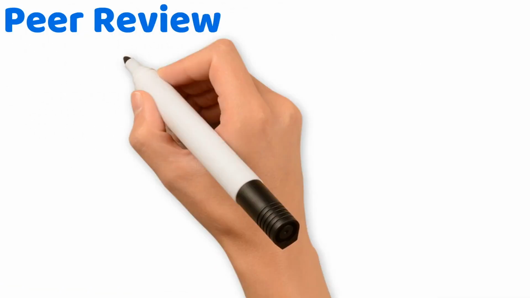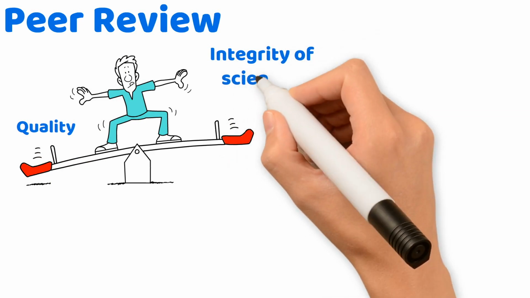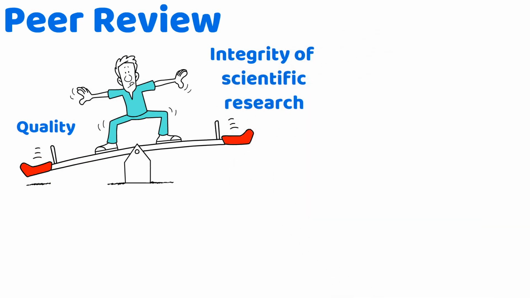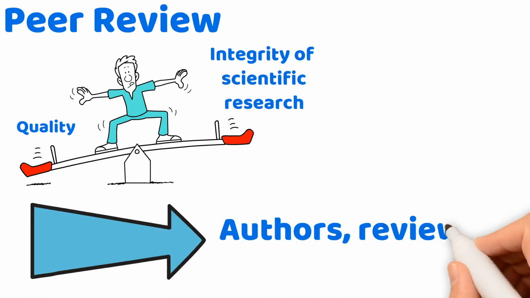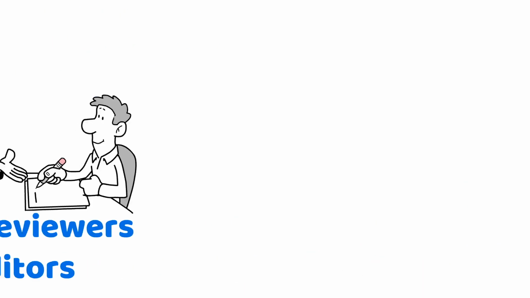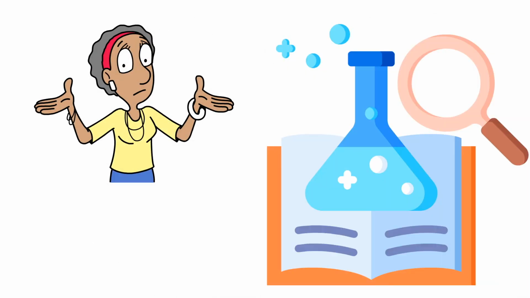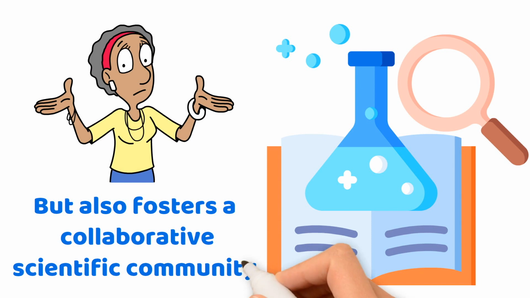Peer review. The peer review process is critical for maintaining the quality and integrity of scientific research. We'll go through the roles of authors, reviewers, and editors and discuss how to critically evaluate peer-reviewed articles. This process not only ensures the accuracy of scientific knowledge, but also fosters a collaborative scientific community.